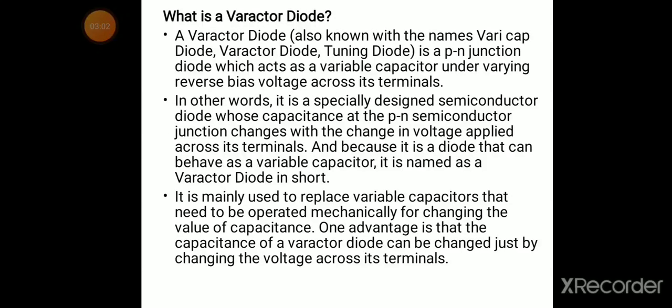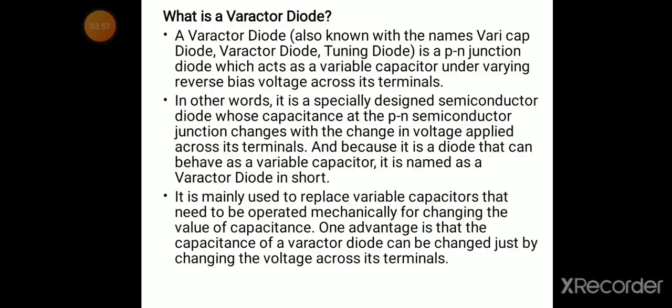What is a varactor diode? A varactor diode, also known as a varicap diode or tuning diode, is a PN junction diode which acts as a variable capacitor under varying reverse bias voltage across its terminals.